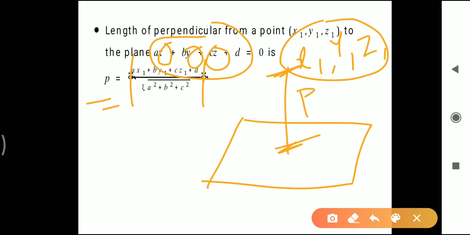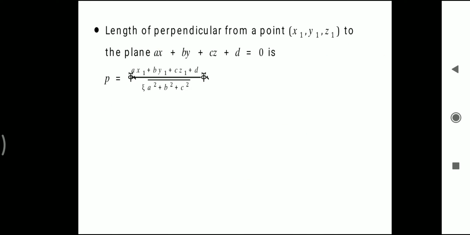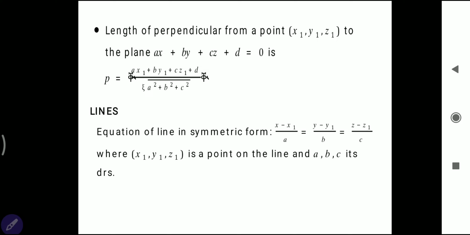So the numerator is ax1 plus by1 plus cz1 plus d, and in the denominator you have under root of a square plus b square plus c square. That means we put these coefficients over there, and then take the mod of that, because since it is a distance, we take it as positive. So this is a very important formula, the length of the perpendicular.